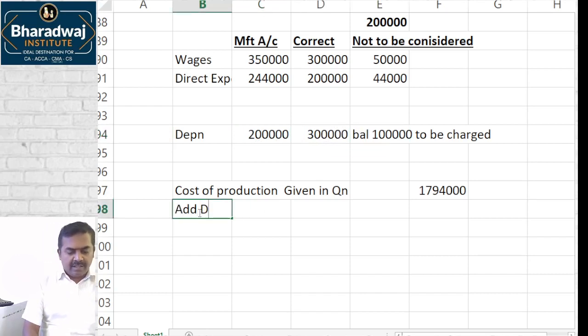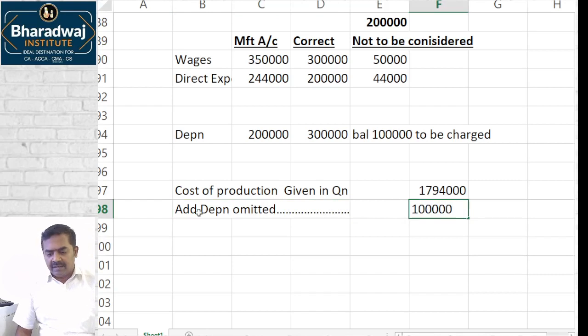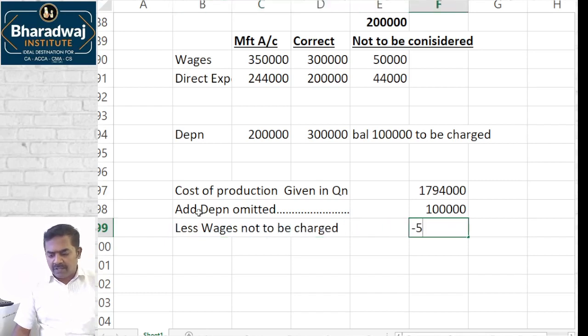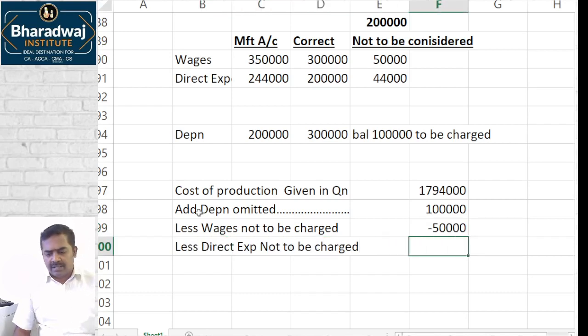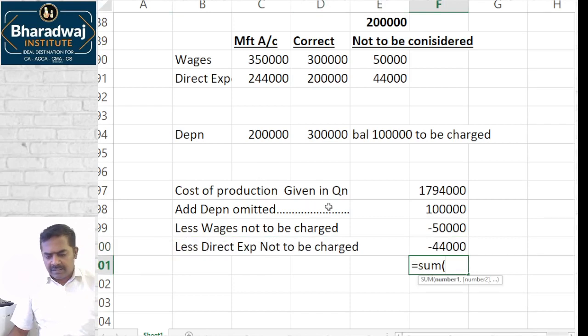Add depreciation omitted. It is a cost, so we add it. Then less wages not to be charged, 50,000. Less direct expenses not to be considered or charged, 44,000. If you make these adjustments, you will get the correct amount. This is the correct cost of production.